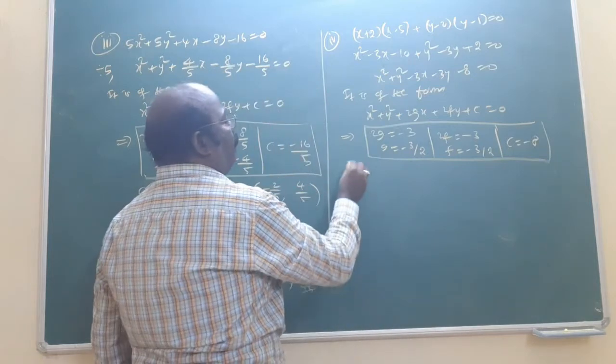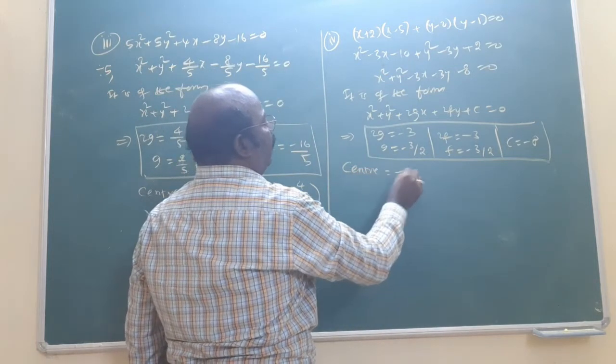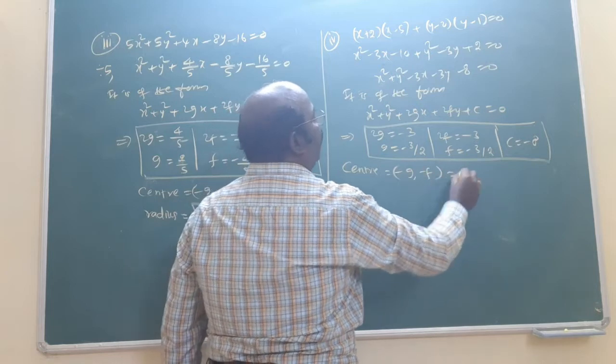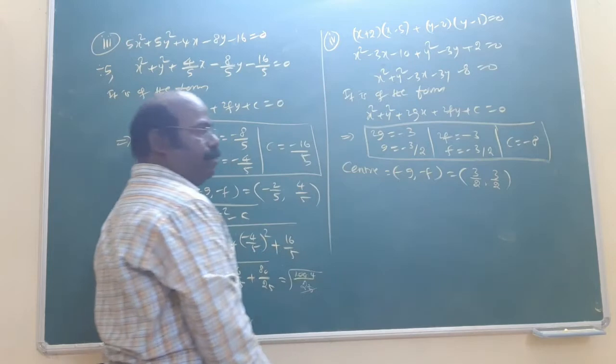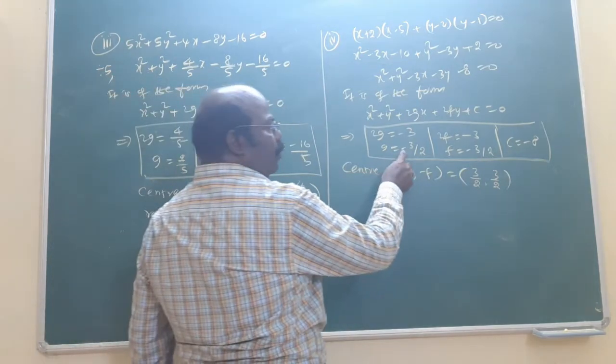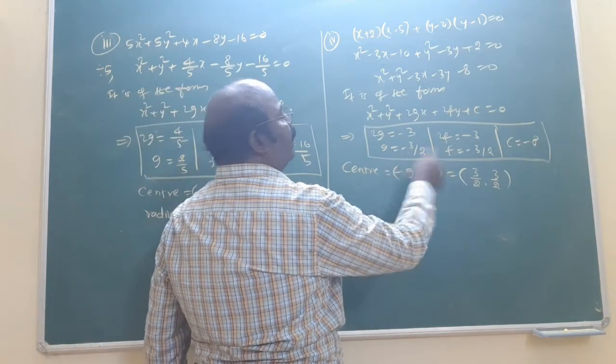Now write the formula for the center. What is the formula? Minus g comma minus f. Change the sign: 3 by 2, again 3 by 2, plus 3 by 2. Okay? Because g is minus 3 by 2. The formula is minus g, that's why minus into minus becomes plus.